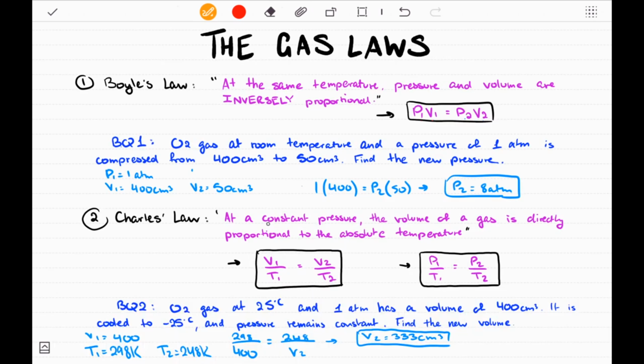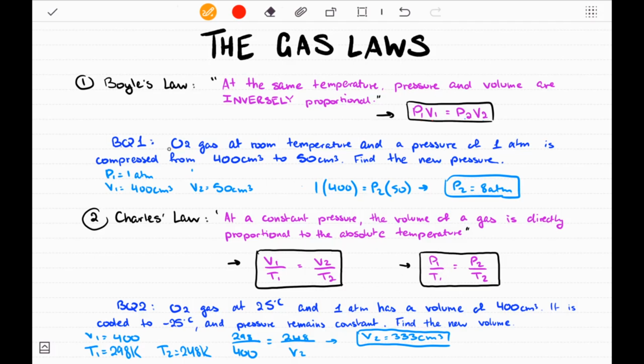So, the first of the gas laws is Boyle's law, and it's essentially the relation P1V1 is equal to P2V2. The second law is Charles's law, again very straightforward. V1 over T1 is equal to V2 over T2, and the exact same relation, but we have pressure instead of volume that is directly proportional to T.